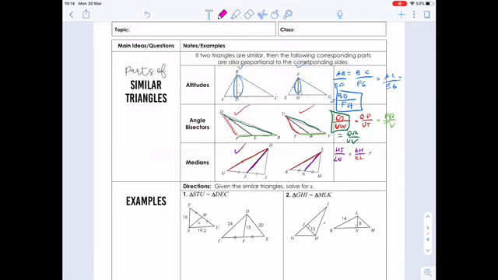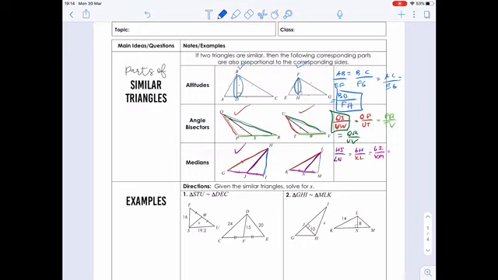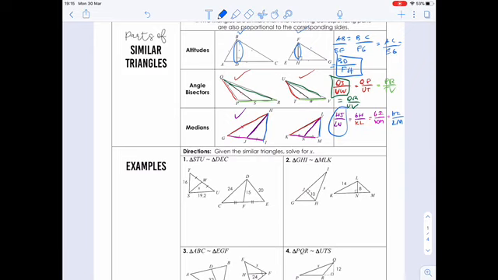Let's change colors. GI goes with KM. And HI goes with LM. So we can use any of these and set it equal to our medians being proportional, because all sides are proportional to each other if the triangles are similar, and the medians would be, the angle bisectors also would be, and the altitudes would be. That's cool. So let's do some examples.